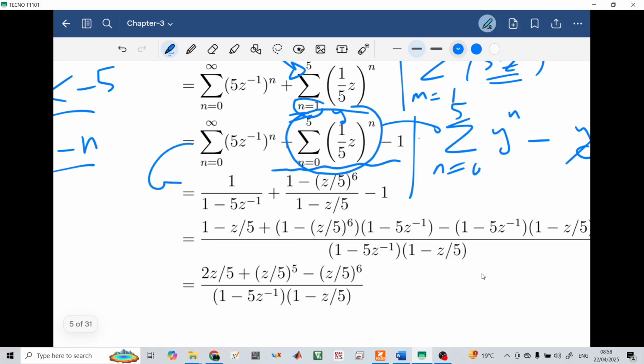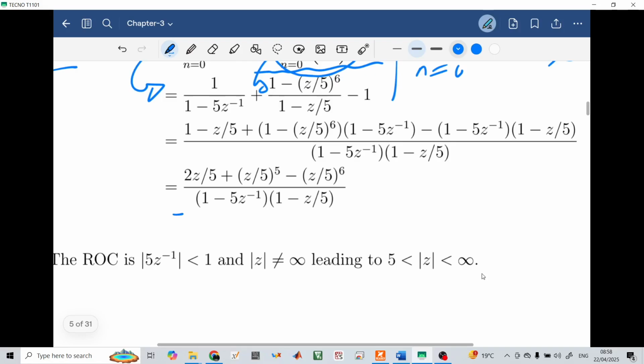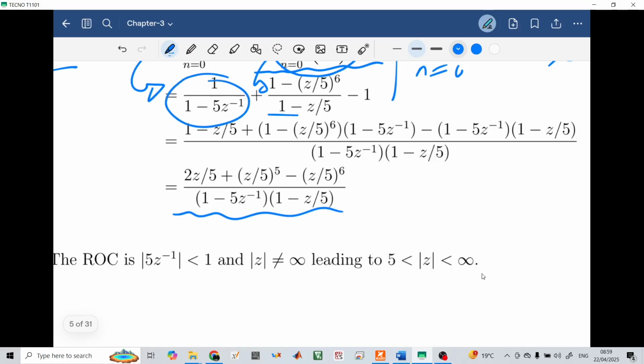Now we use the definition of the infinite geometric series here and the finite geometric series here. Now we are just left with some serious algebra to simplify matters. We get to this term, right? As for the ROC, or region of convergence, what we need to attend to is just this first term. The second term is a finite geometric series and has a ROC of all the complex plane, so it doesn't really matter.